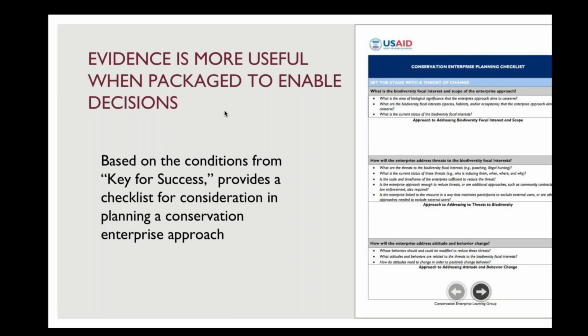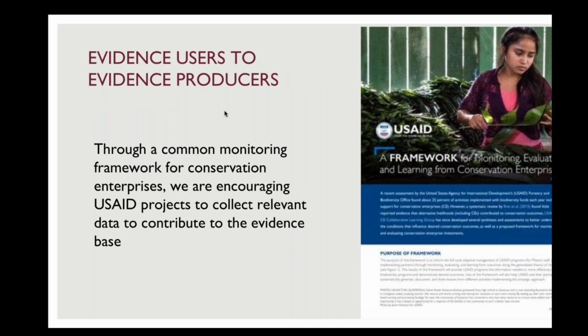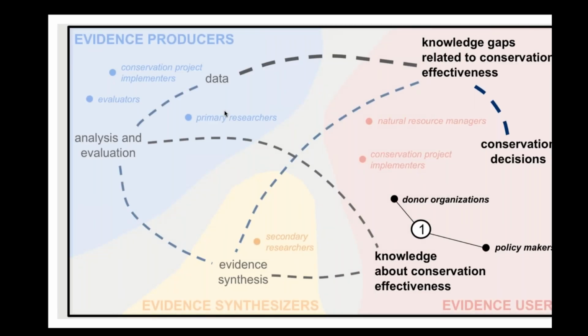And then finally, we distilled this down even further into a checklist to make it even easier to apply the evidence to decisions. So this gets to the barriers I talked about earlier. We tried to make it as easy and efficient as possible for staff to use the existing evidence to make decisions. But we're still operating in a context where the evidence base is relatively weak for this approach. So we're also encouraging our projects to collect relevant data to contribute to the evidence base through a common monitoring framework. So we're also in the position to produce evidence, or encourage the production of evidence rather, as a donor. And this takes us back to Natalie's diagram, where we're also contributing data along that top dashed line, connecting the evidence users to the producer.